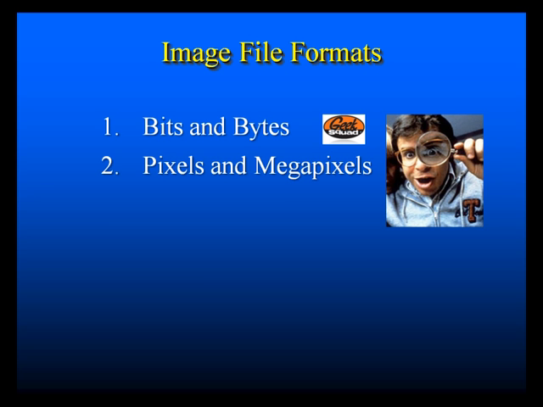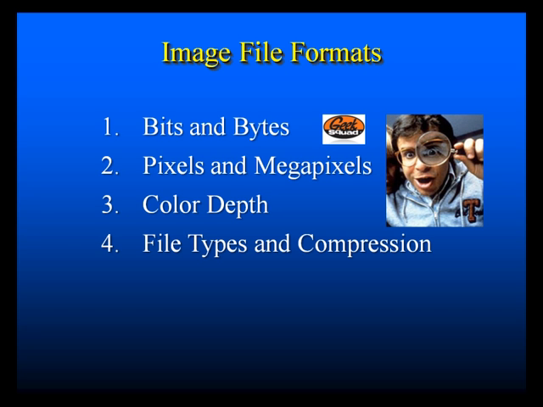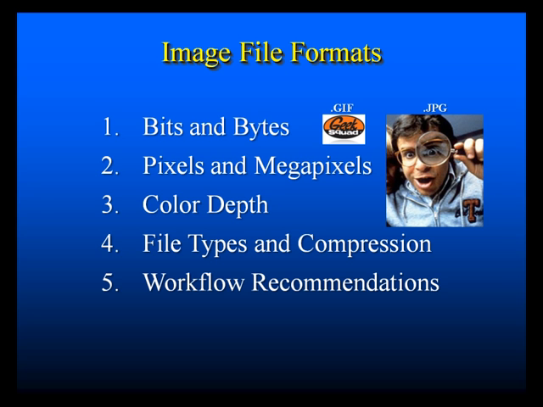Second portion of the talk will be pixels and megapixels, and how that pertains to image quality. Third, we will talk about color depth. Fourth, we'll talk about the actual file types and then compression. You'll notice that even on this screen, the Geek Squad image is a GIF file and the Wayne Szalinski is a JPEG, and we'll get into those different file types. And then finally, what some of my recommendations are for your actual workflow, how you manage images, how you upload them to the web, how you send them to other people, how you get them printed.